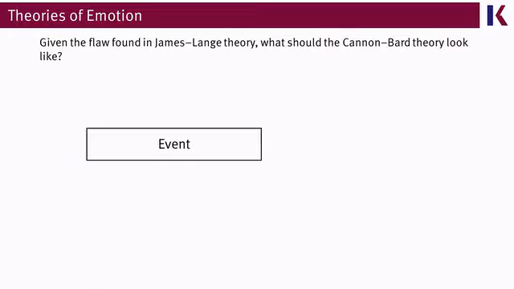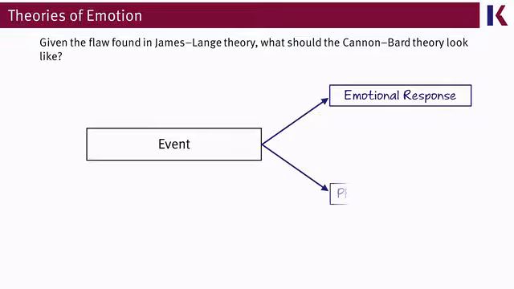To sum up the conclusion of this experiment, we're going to do exactly what Cannon and Bard did, adjust James-Lange theory. Both theories should still start with the emotion-generating event. What should Cannon-Bard theory do differently? Cannon and Bard found that both physiology and emotion happened, but they didn't really rely on each other, meaning the event leads to two separate, simultaneous responses, the emotional response and the physiological response.